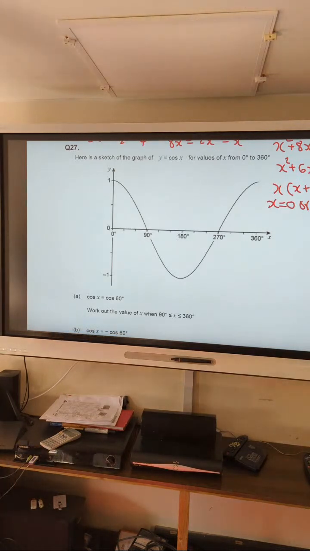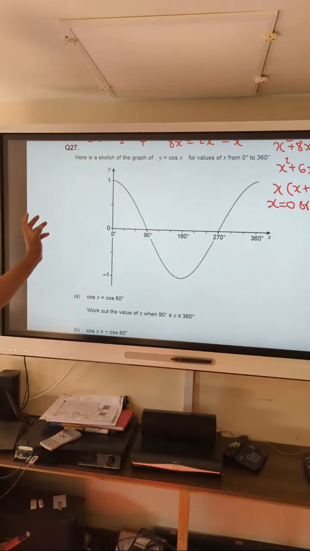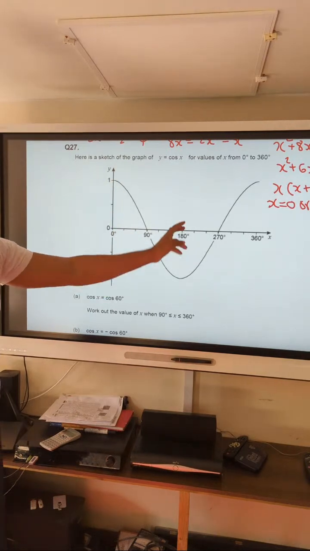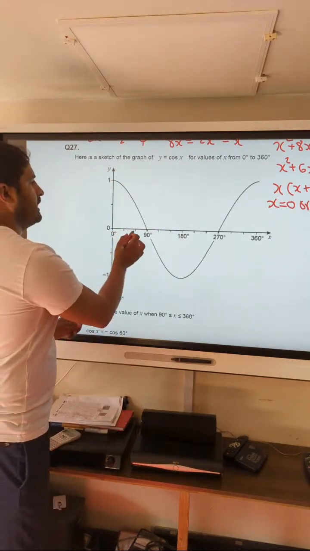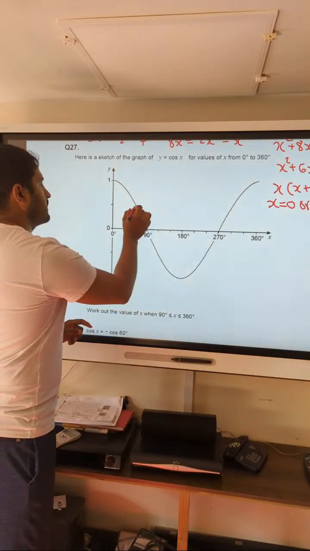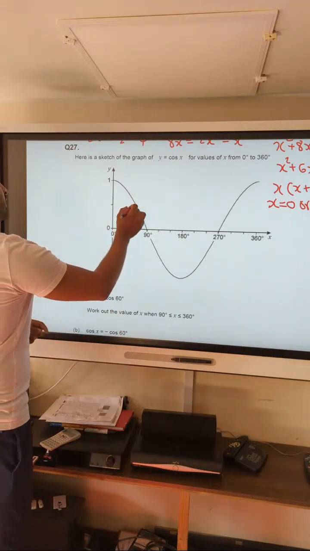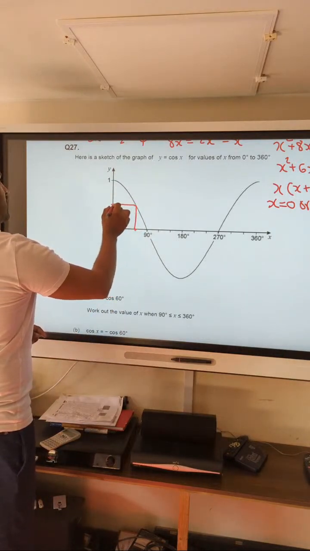Right, cos x is equal to cos 60. Work out the value of x when x is between 90 and 360. So let's look at cos 60. Where is cos 60? This is a graph of cos x. So cos 60, 30, 60, 90. So this is where cos 60 is, and then you read the line across there.